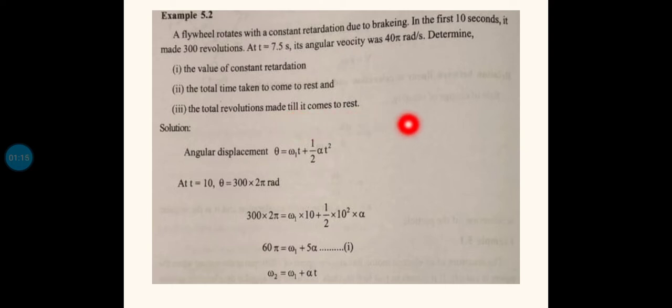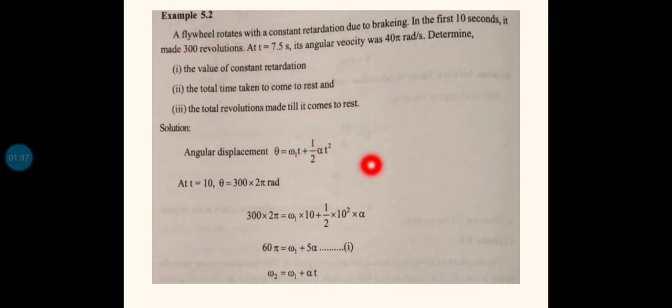So initially assume that it is rotating with an angular velocity omega 0. From that velocity the braking is applied. So the angular velocity will gradually decrease as time goes on. When time t equal to 10 seconds, it is given that the angular displacement is 300 revolutions.